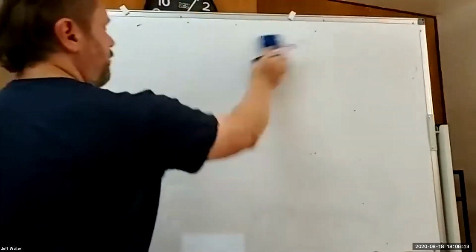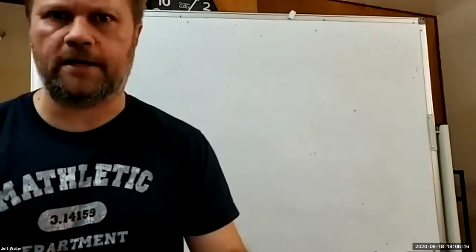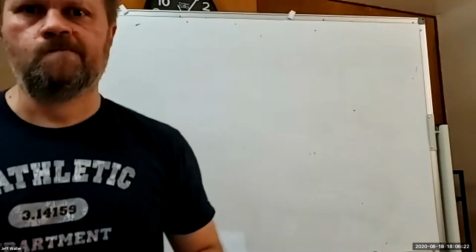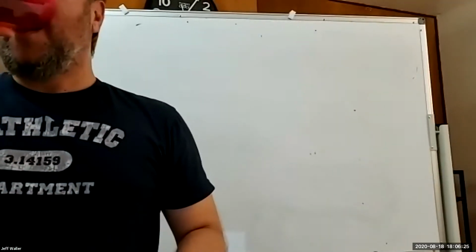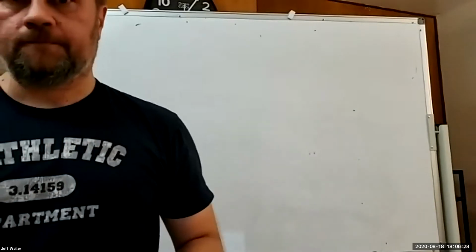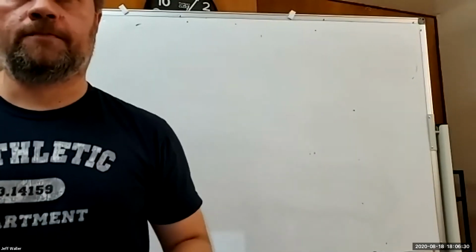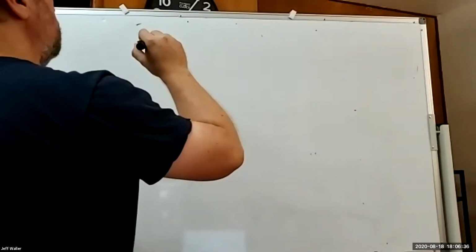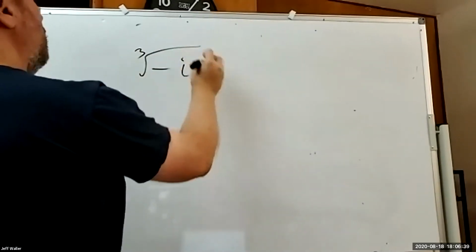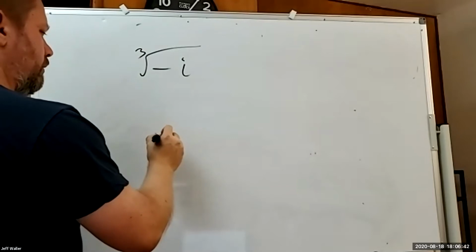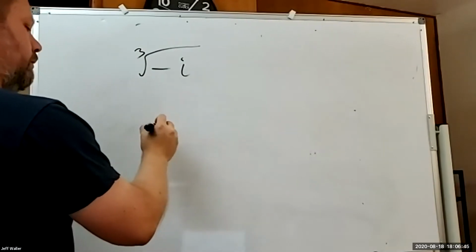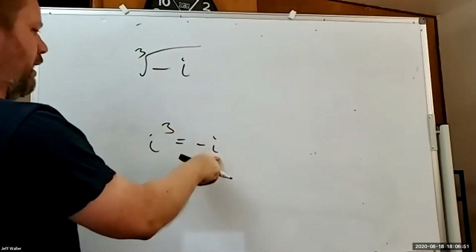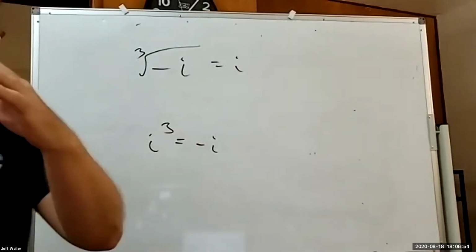Anything else about imaginary numbers before I leave that concept behind? Okay, yes, hold on. The earlier question we did, one of the last ones, the cube root of negative i. You said that equals just i, correct? What is i cubed? It's negative i. So what's the cube root of negative i? It's got to be i. Isn't that how roots and powers work?